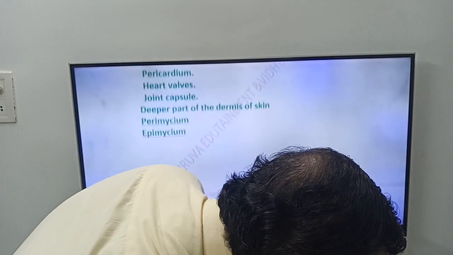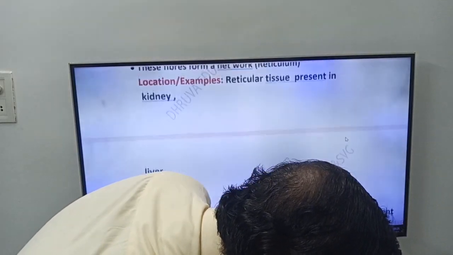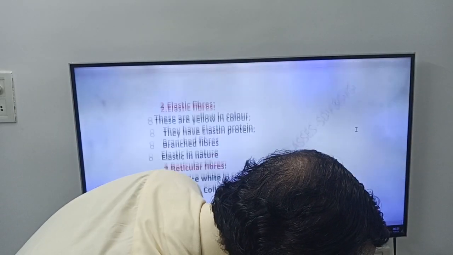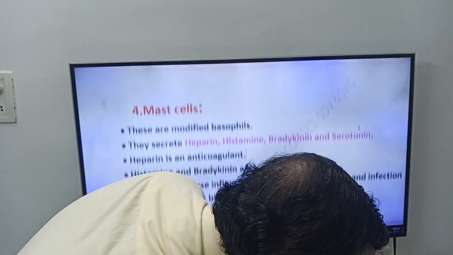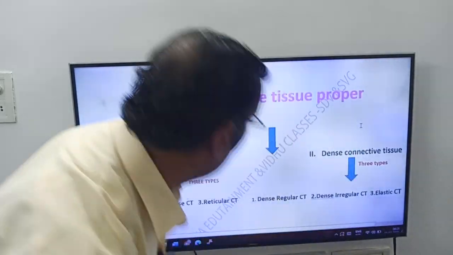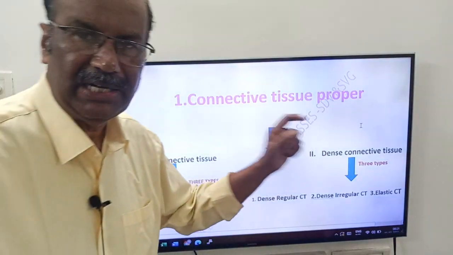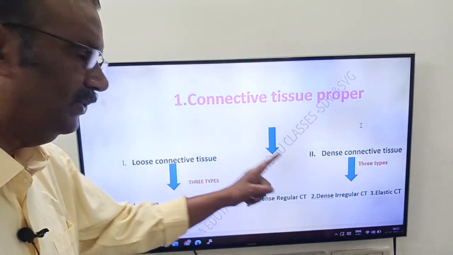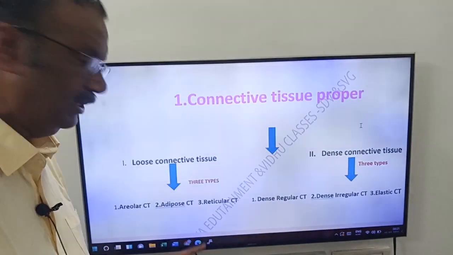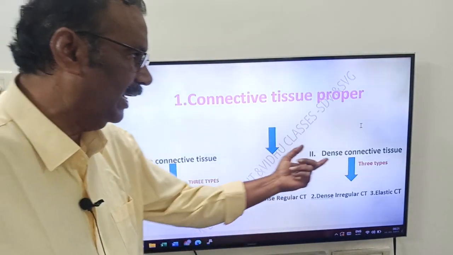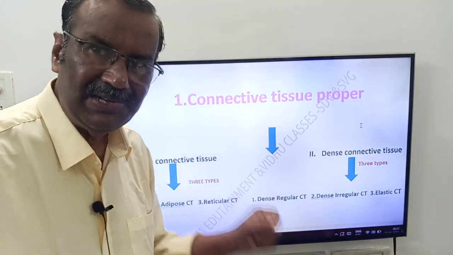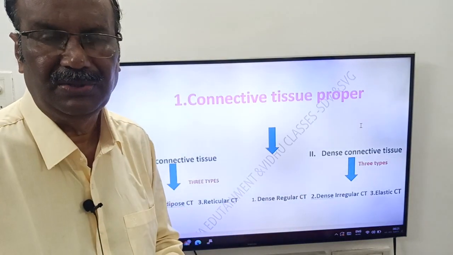Okay, friends, once again you see, friends, the chart of the connective tissue proper. Friends, how many types of connective tissue proper is there, friends? Two types: loose connective tissue and dense connective tissue. Loose is divided into three types, friends: areolar connective tissue, adipose connective tissue, reticular connective tissue. Next, dense connective tissue is of three types. What are they, friends? Dense regular, dense irregular, and elastic connective tissue.